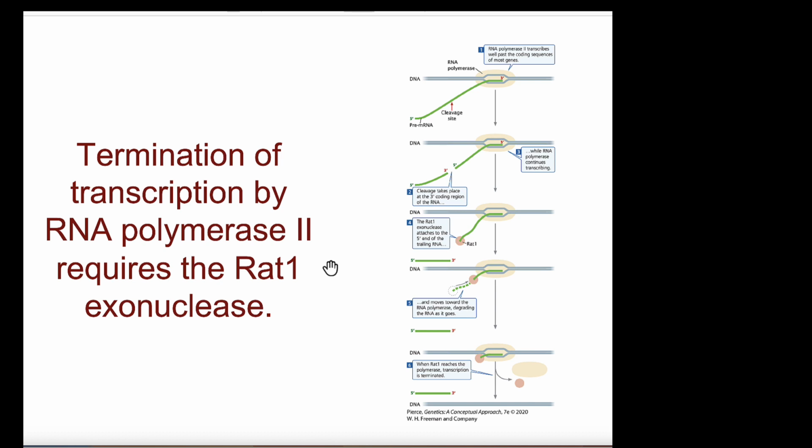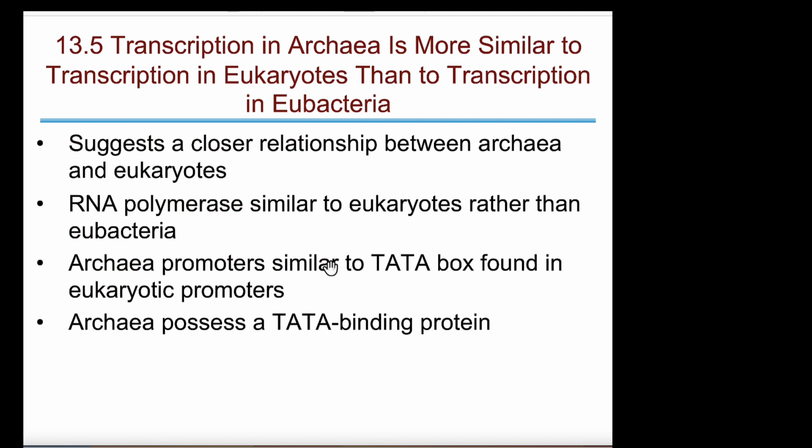All right, this is the end of this chapter. Just one thing to point out, transcription in archaea is very similar to that of eukaryotes more than eubacteria. That suggests there's a closer relationship between archaea and eukaryotic cells. RNA polymerase is similar to eukaryotes rather than eubacteria. And in the promoter region of archaea, there's a similar TATA box that is found as we see in eukaryotic cells, as well as a TATA binding protein. So that is transcription for chapter 13.